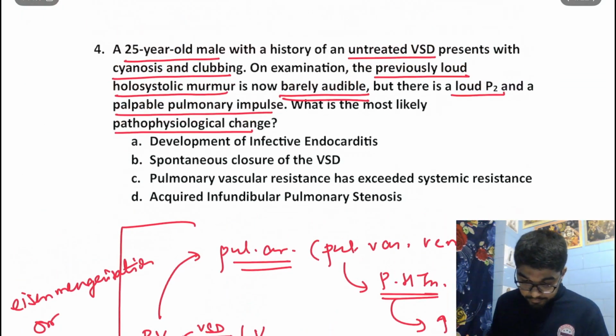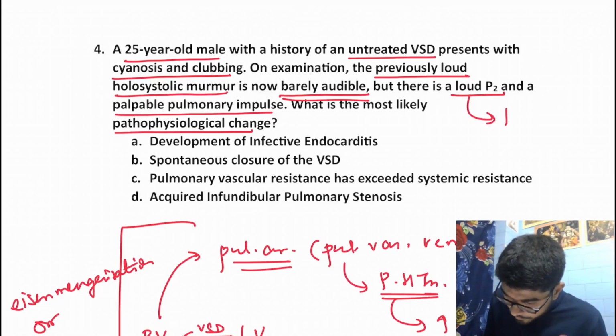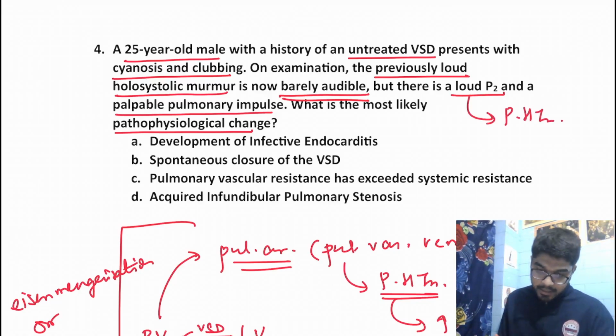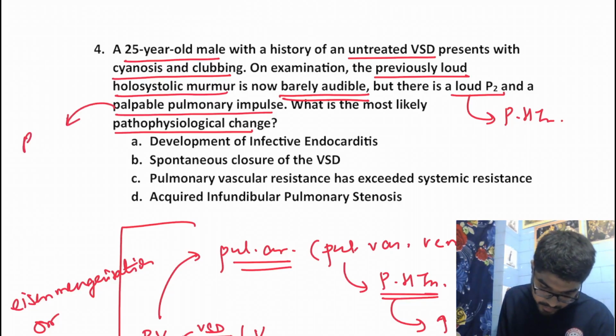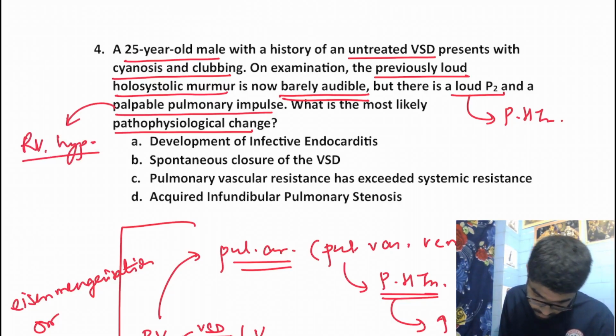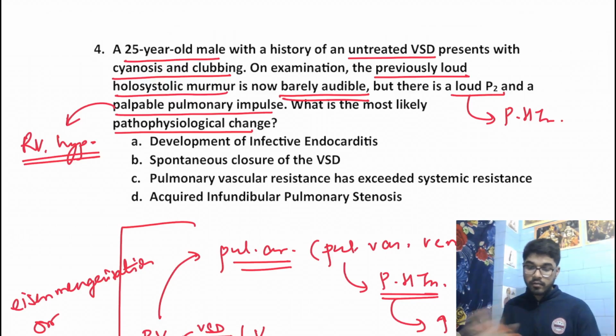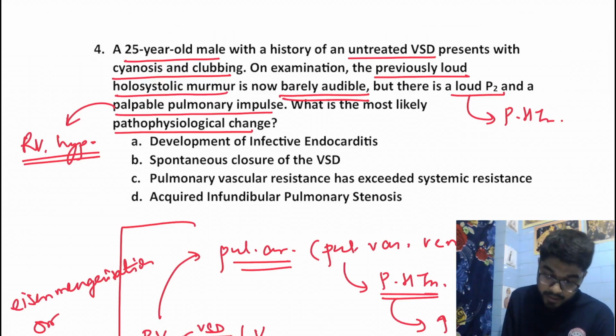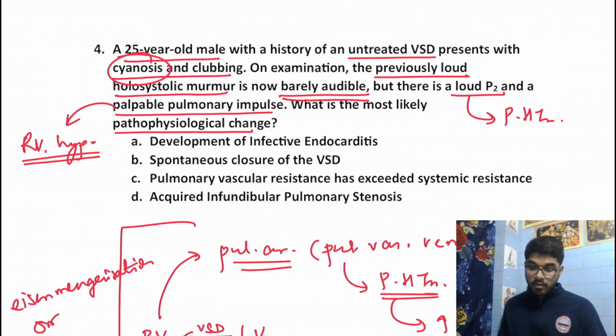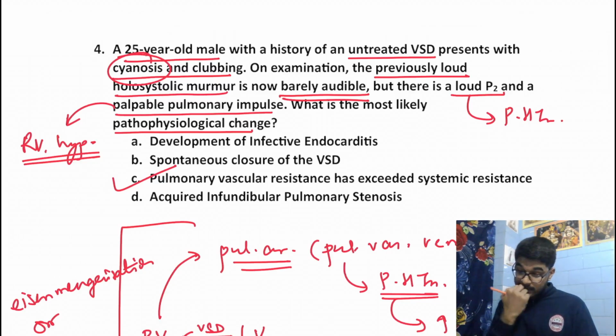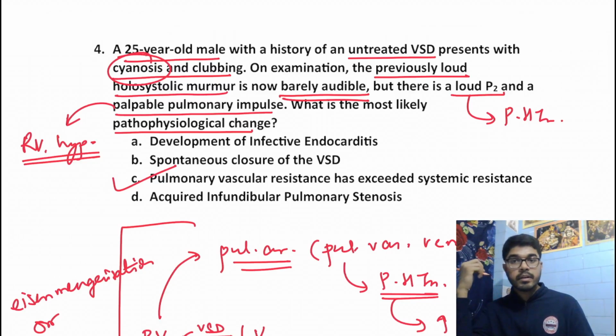Now we know this loud P2 is due to pulmonary hypertension, and this palpable pulmonary impulse is due to right ventricular hypertrophy. Now we all know why the things are occurring, why the cyanosis is present. Okay. Now what is the most likely pathophysiological change? Yes, it is that pulmonary vascular resistance has exceeded systemic resistance.